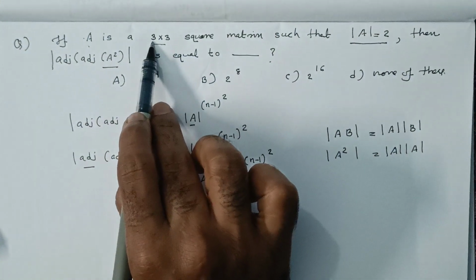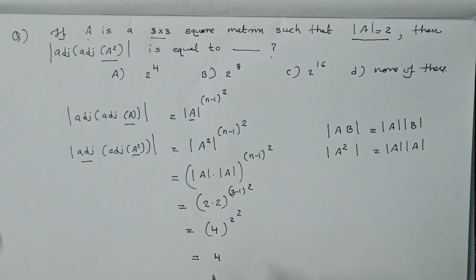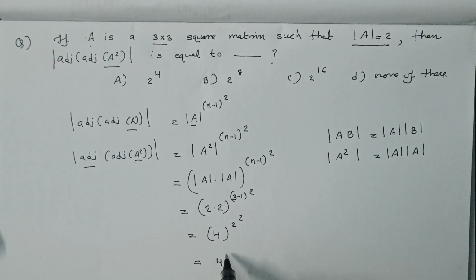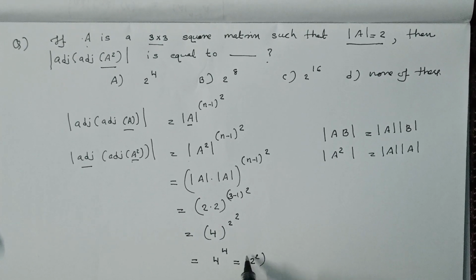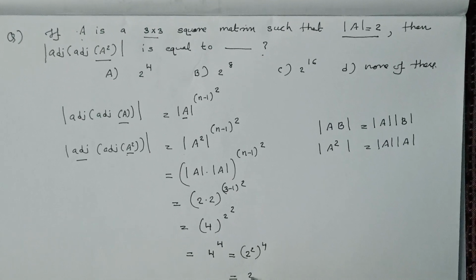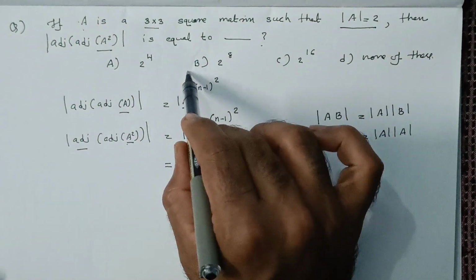Here the given order is 3, therefore 3 minus 1, the whole square, which is equal to 4 raised to 2 square, which is equal to 4 raised to 4, or 2 square the whole raised to 4, which is equal to 2 raised to 8. That is, the correct option for this question is 2 raised to 8.